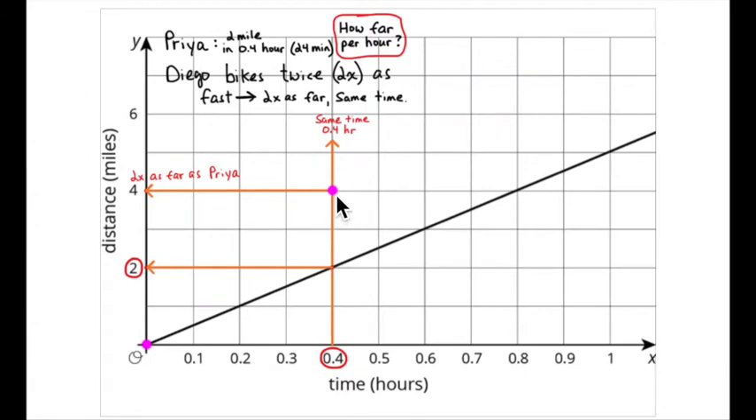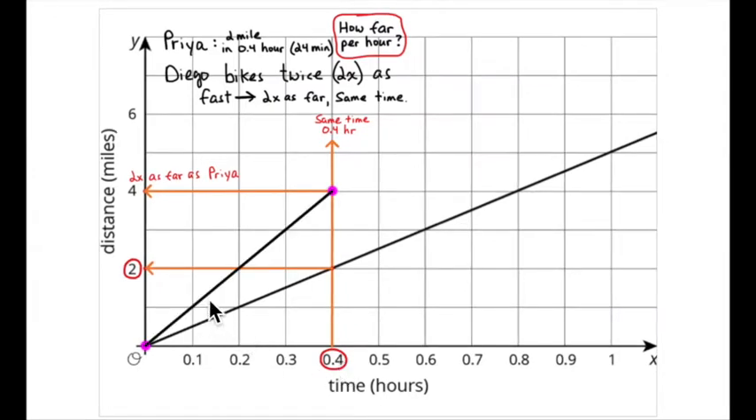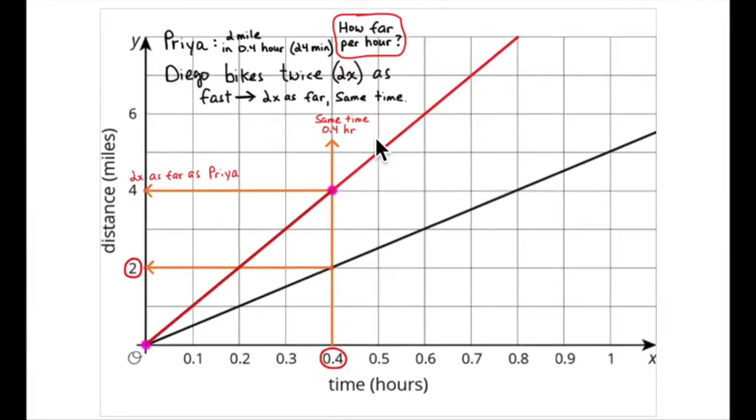So you place a point there, and you use these 2 points to draw the graph that shows Diego's relationship of his distance per time. Because it goes through 0, 0. When he's not going any distance at all, there's no time going by. He's not traveling at all. So this is a proportional relationship, goes through 0, 0. So you draw the line, and you can extend that line out.